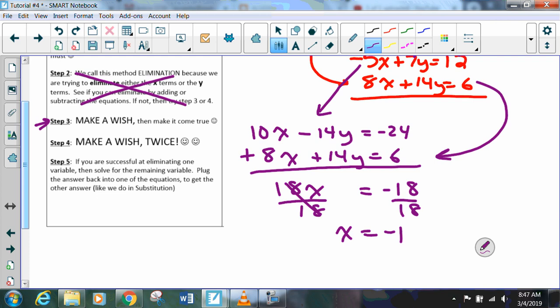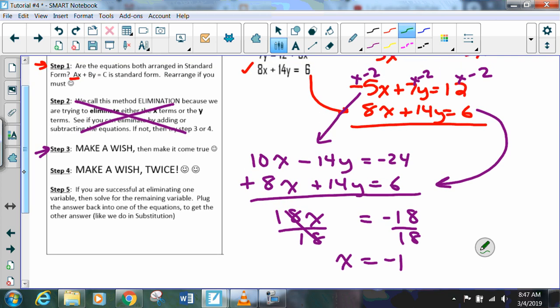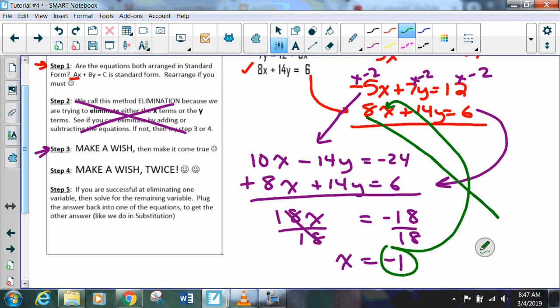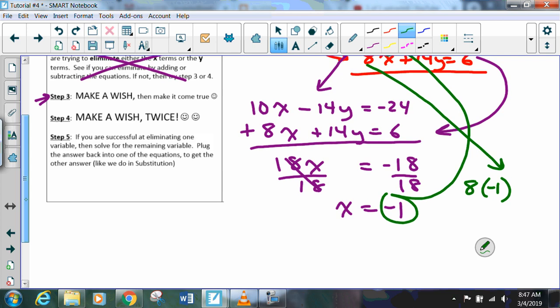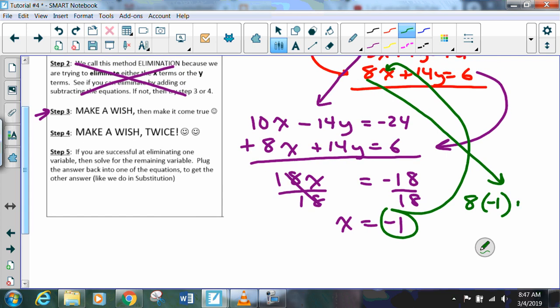Let's take negative 1 and plug it into either equation. I'll go ahead this time just to change things around. I'm going to plug it into the second equation, bring that down. So let's see, we have 8, and then instead of x, I'll put a negative 1. And then what else do we have? Plus 14y, I'm running out of space, equals 6. So I'll get negative 8 plus 14y equals 6.